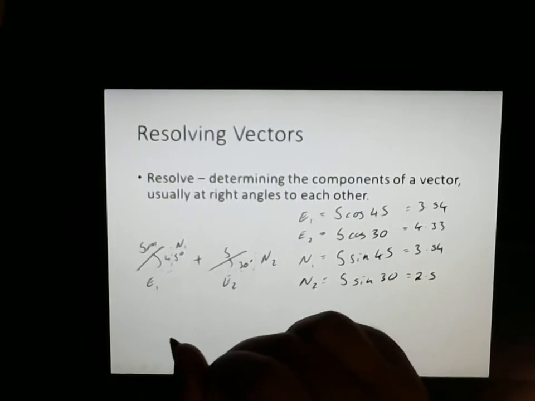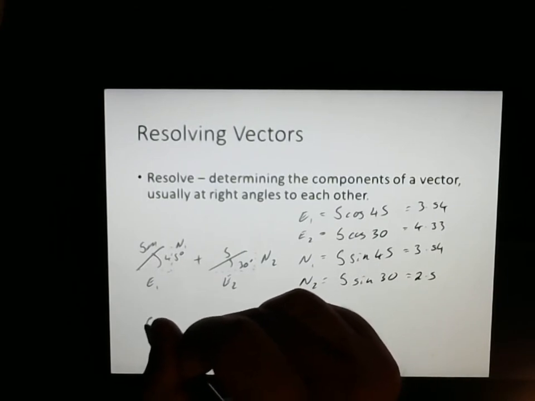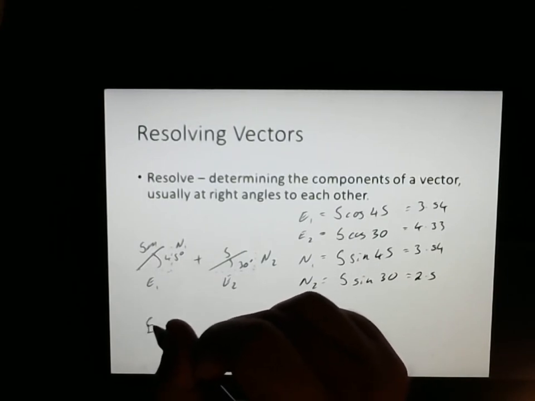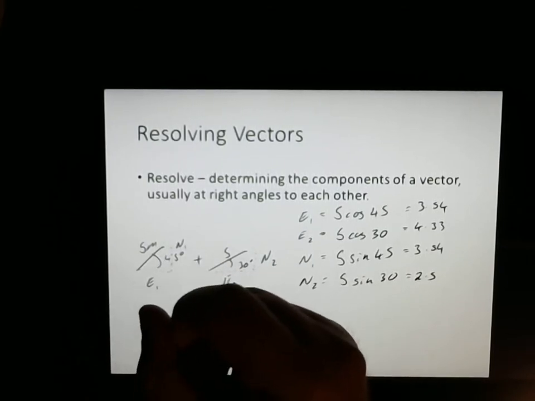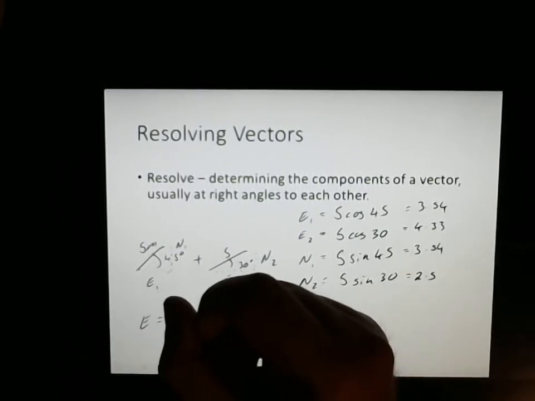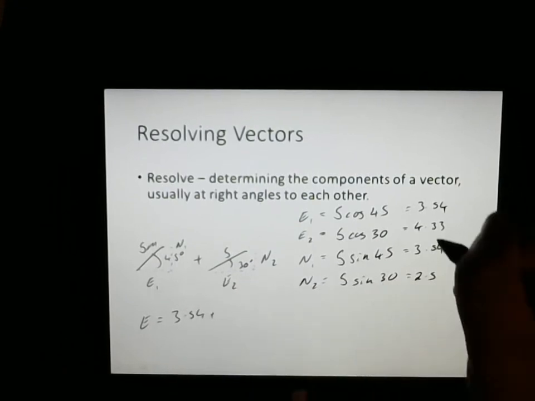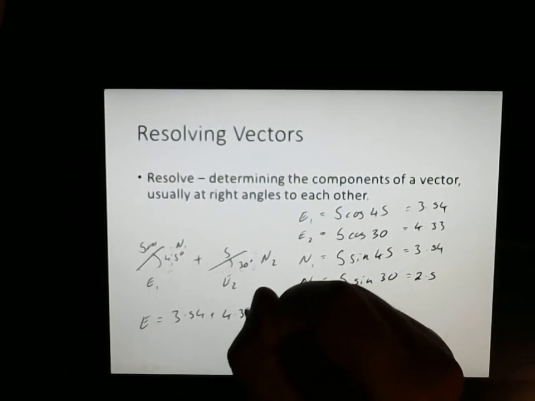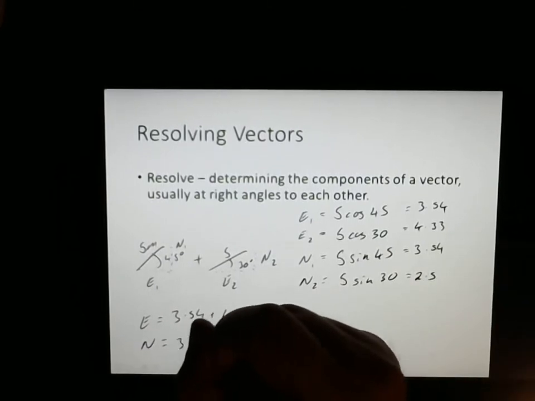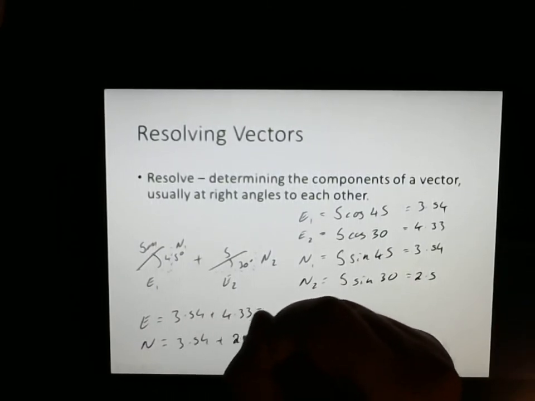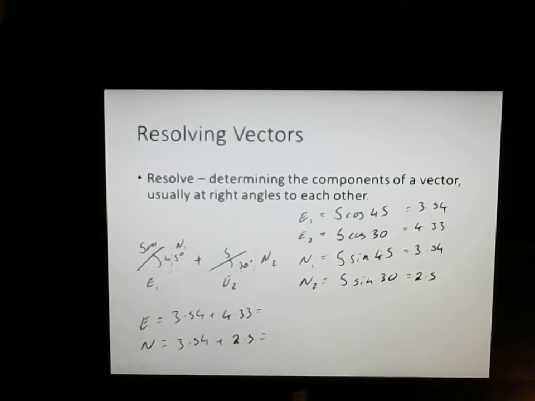We need to add our east. Our east is going to equal 3.54 plus 4.33. Our north is going to equal 3.54 plus 2.5. So 3.54 plus 4.33 gives us 7.87.